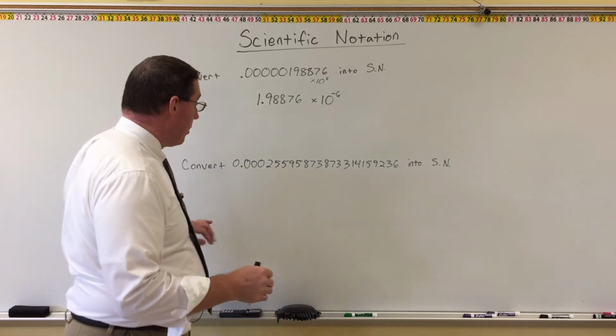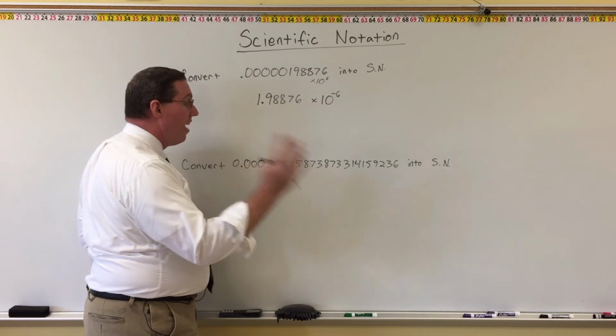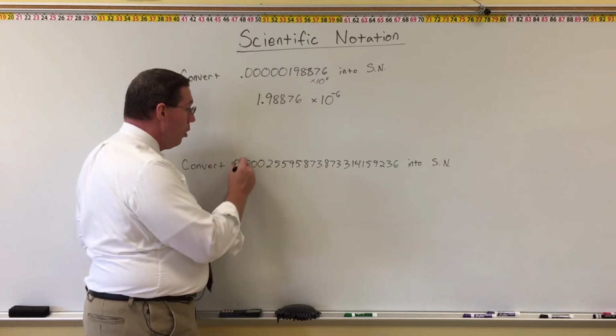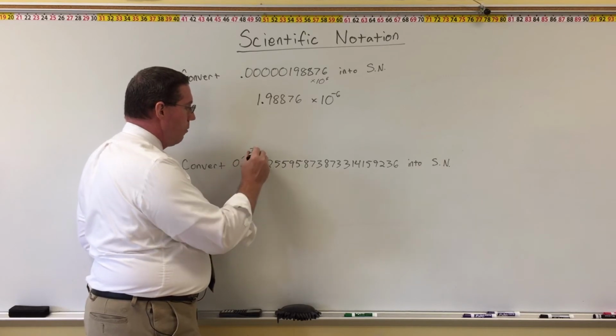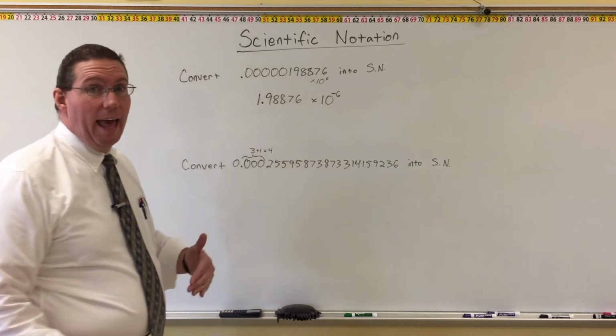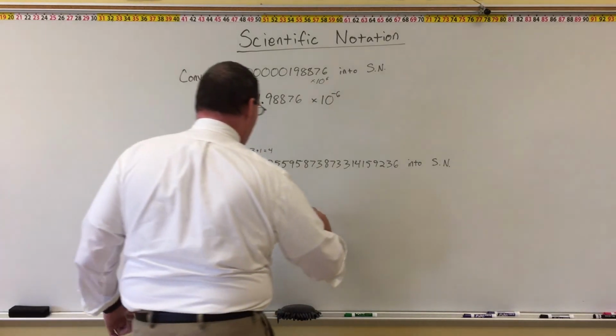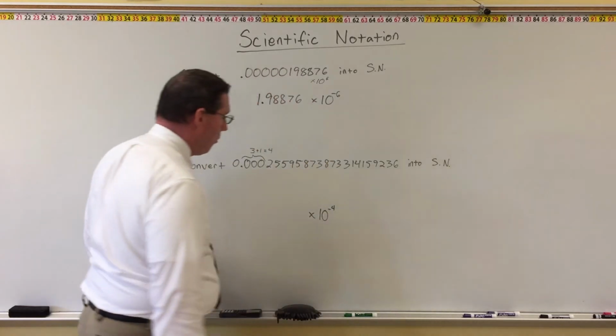And in this particular case, we have to decide what number is going to go on the 10 as a power. Well, remember, we're going to add up the number of zeros here, which is 3. Then we're going to add 1 to it, and that's 4. So we know that it's going to be a 10 to the negative 4 power. We know that the answer is going to have a 10 to the negative 4 power on it.